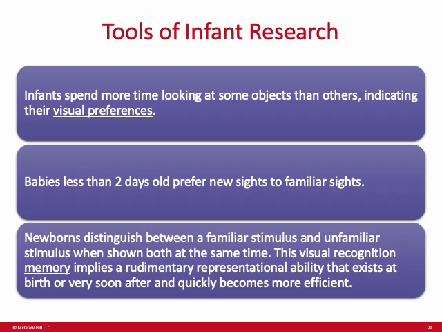Infants spend more time looking at some objects than others, indicating their visual preferences. Babies less than 2 days old prefer new sights to familiar sights. Newborns distinguish between a familiar stimulus and an unfamiliar stimulus when shown both at the same time. This visual recognition memory implies a rudimentary representational ability that exists at birth or very soon after and quickly becomes more efficient.